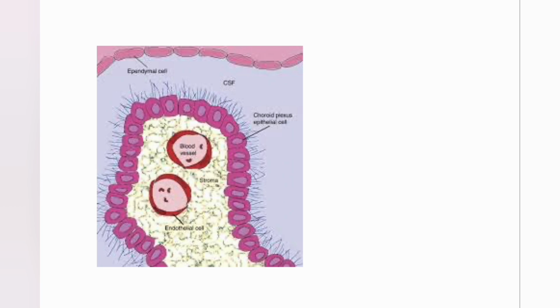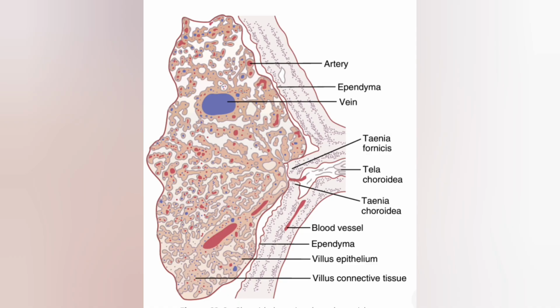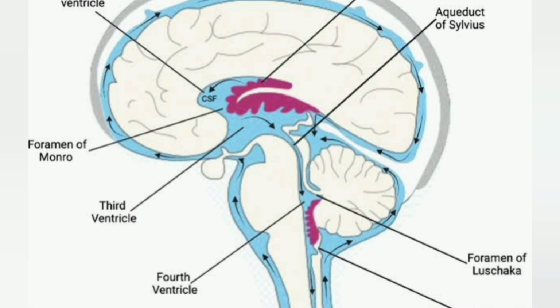Secretion by the choroid plexus. The choroid plexus is a cauliflower-like growth of blood vessels covered by a thin layer of epithelial cells. These plexuses project into the temporal horn of each lateral ventricle, the posterior portion of the third ventricle, and the roof of the fourth ventricle.